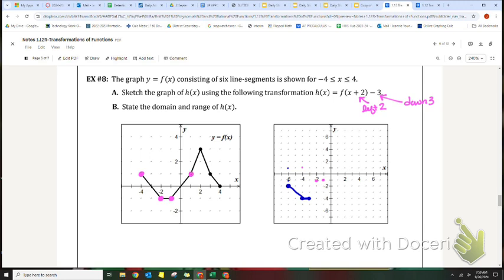So I'm going to go ahead and go to 1, 1. And I'm going to do the same thing, left 2, down 3. Oops, didn't change colors. And connect. Next point, up there at the top. So that's a, what, 2, 3. I'm going to go left 2, down 3.